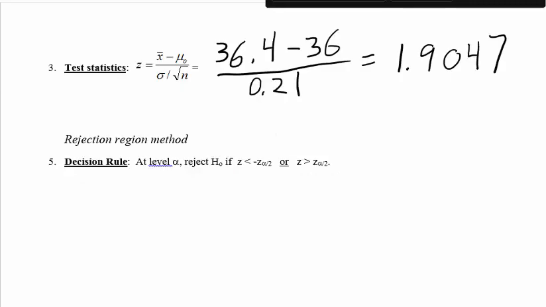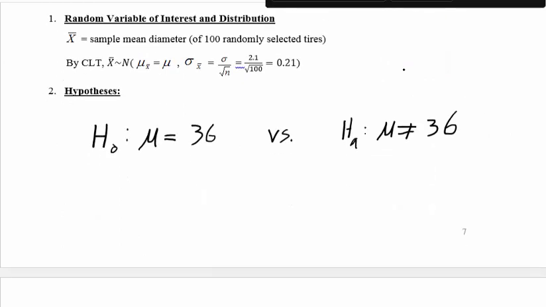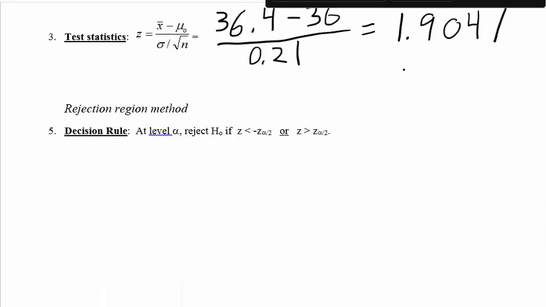We're going to run this test using the rejection region method. This is the decision rule that will determine our conclusion. So we can use this sentence, or it might just be easier to use the picture and draw out the rejection region. At level alpha, let's determine our alpha that's given in the problem. Test at 5% level of significance. Alpha is the same thing as level of significance, so alpha equals 0.05.